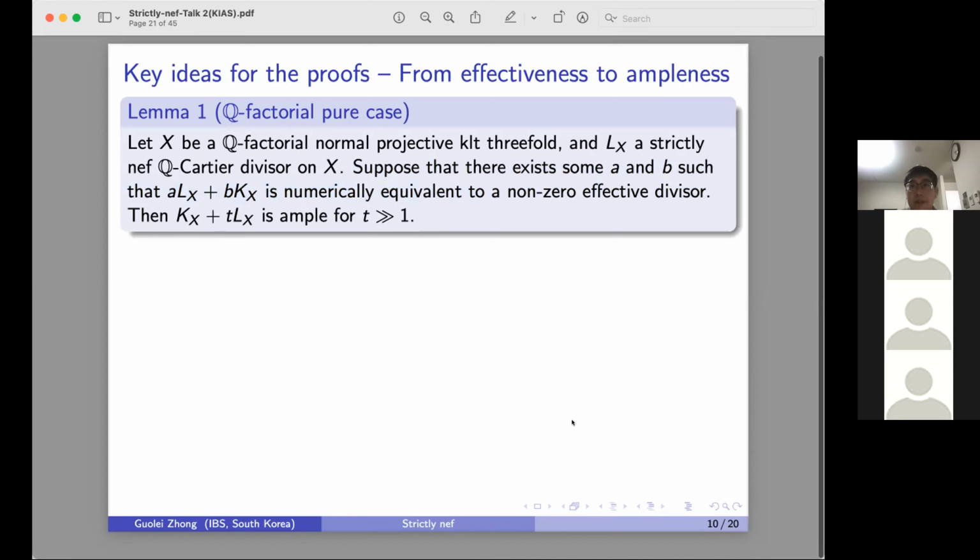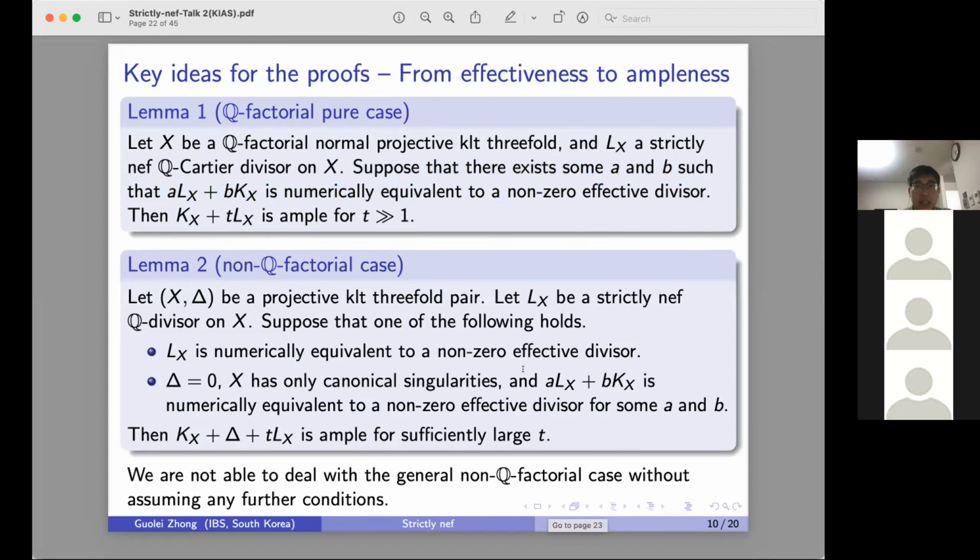And there are some other versions if we drop the Q factorialness, because in general, especially if you use adjunction, in this situation Q factorial seems to be very important. However, if we drop the Q factorialness, then there is another way. We take the Q factorial terminalization, but in this case it may affect the strict nefness of L_X when you pull back to its terminal model. So I will give another version, we call the non-Q factorial case.